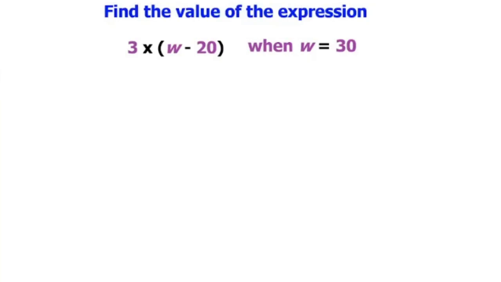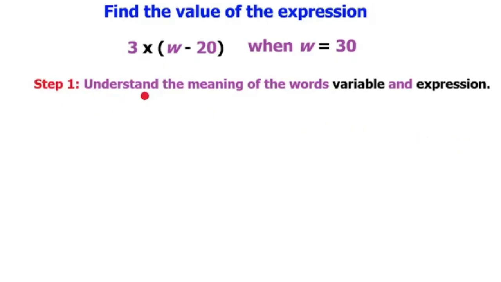In this lesson, we're going to evaluate a variable expression. So if we have a problem like this that says find the value of the expression, and this is the expression, 3 times bracket w minus 20 close bracket when w equals 30. So what does that all mean?